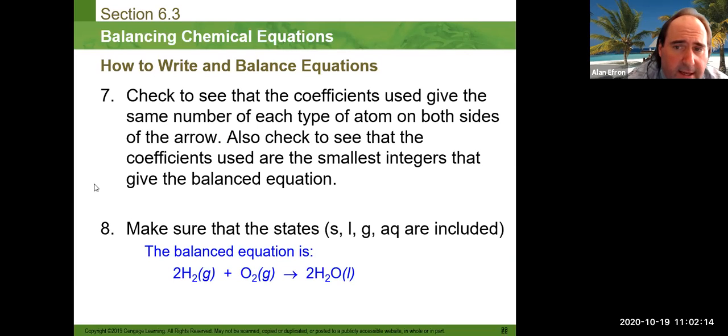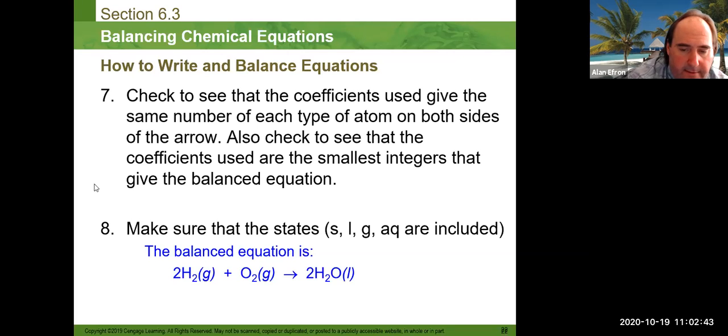And if you have an understanding of what those states are, put the states in your equation as well. In the next chapter, we'll talk about some ways that you'll know if something, for example, is a solid or if it's aqueous. We'll have some more ideas about how to figure that out in the next chapter. But usually a lot of times you should include them if you know them, and obviously, especially if they tell you to do so.